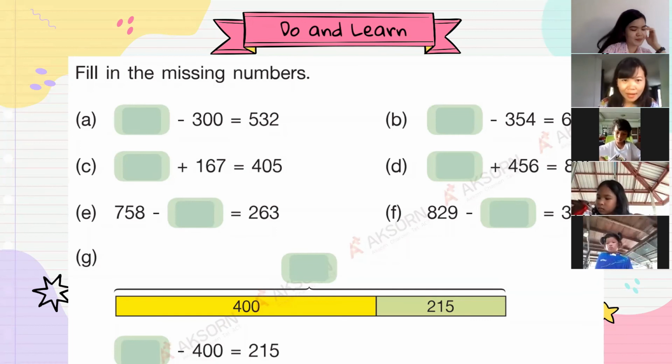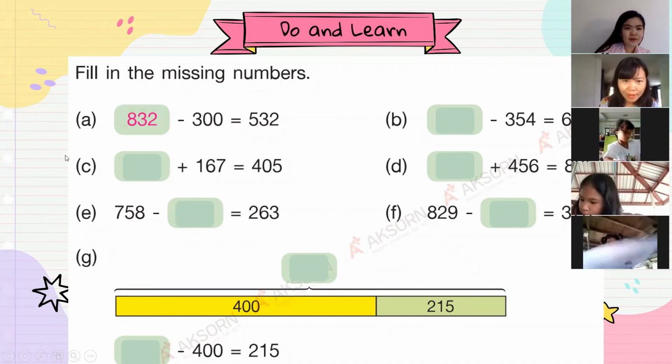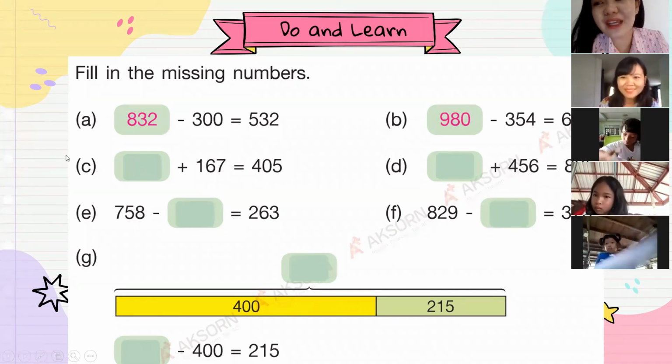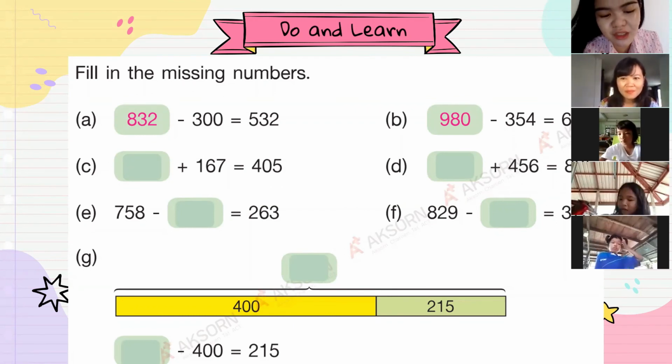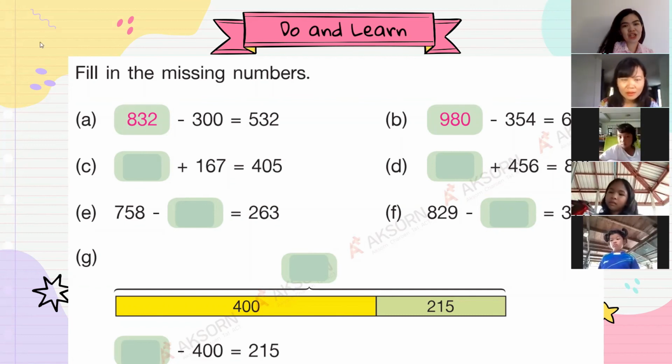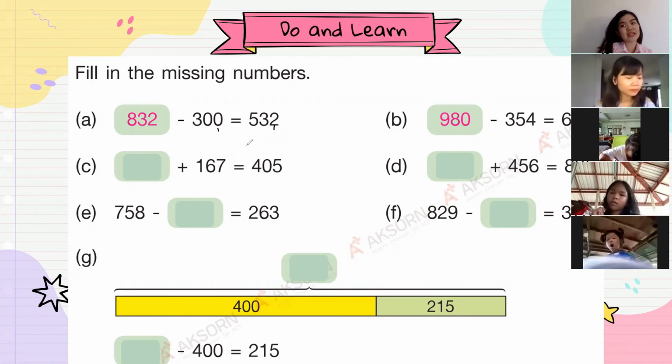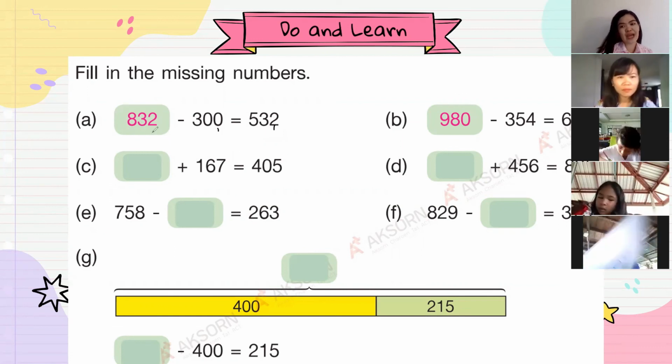Sorry, if this one, if the first number is missing, so you're going to add it, not subtract. So you're going to add 532 plus 300. So you're going to add the ones first. It is 0 and 2. How many? 2, right?